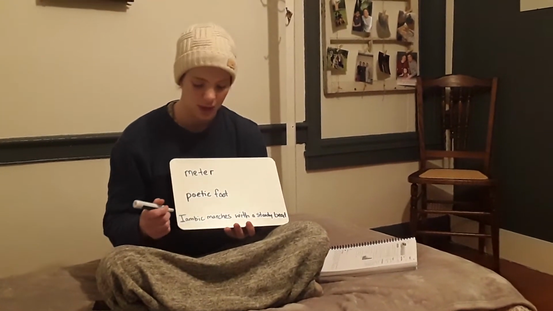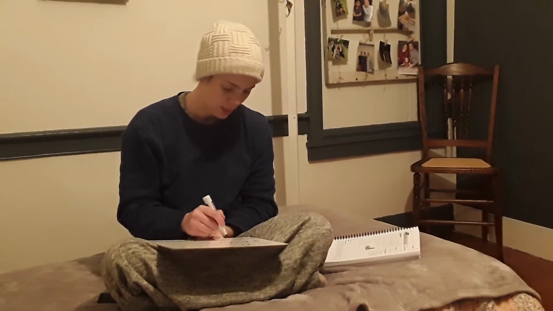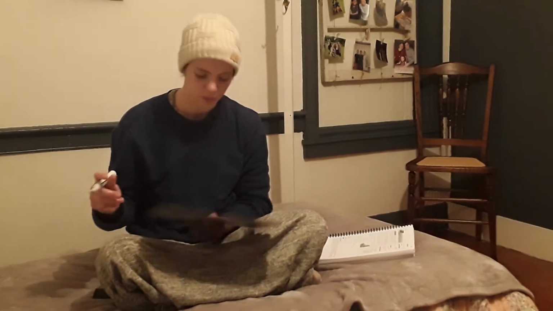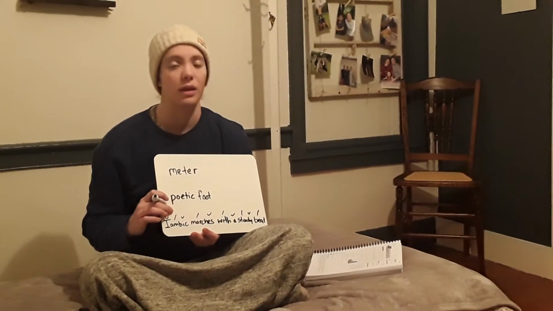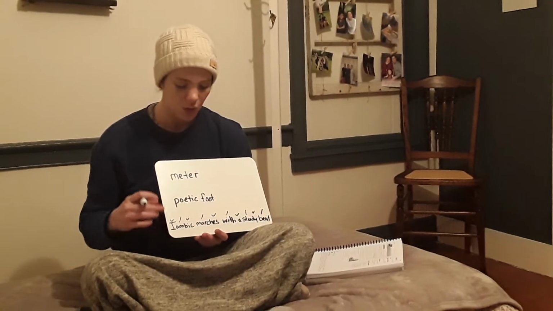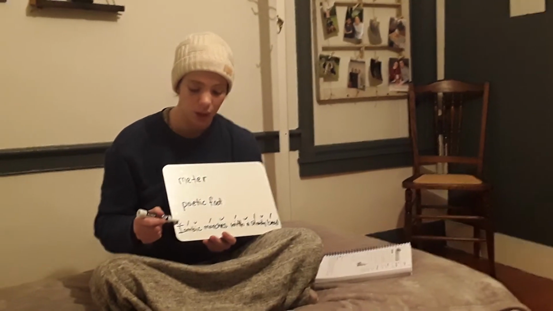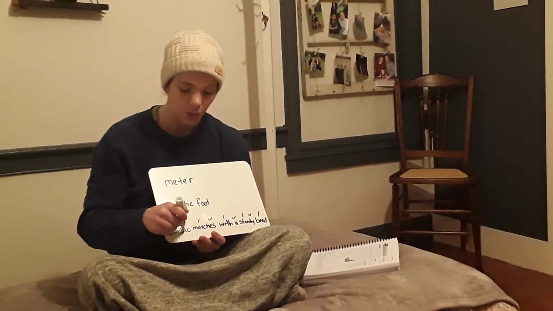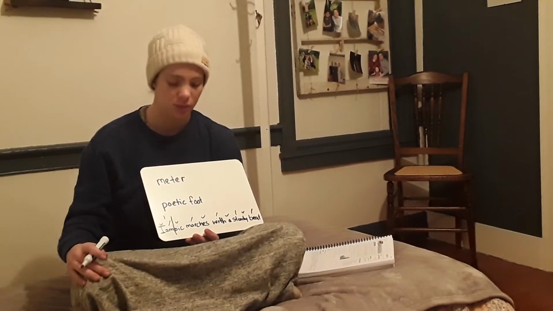Iambic marches with a steady beat. I'm going to turn this around. So it's unaccented, accented, unaccented, accented. That's what we call iambic rhythm. So one poetic foot would be one unaccented mark and one accented mark. So that is one poetic foot, okay?